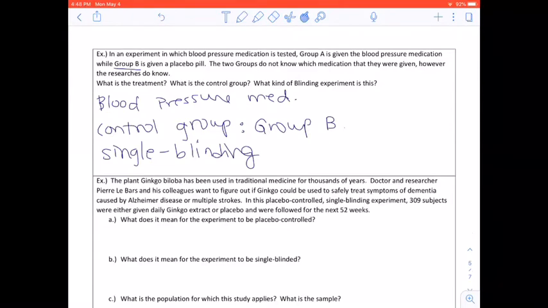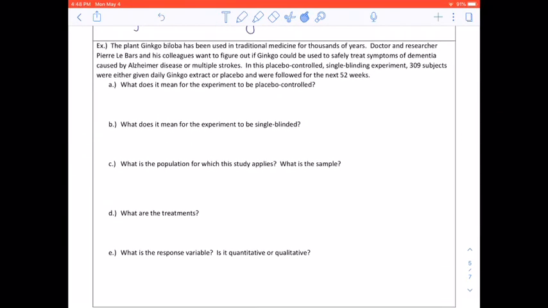Next example says the plant ginkgo biloba has been used in traditional medicines for thousands of years. Doctors and researchers want to figure out if it can be used to safely treat symptoms of dementia caused by Alzheimer's disease or multiple strokes. In this placebo-controlled single blinding experiment, 309 subjects were either given daily ginkgo extract or a placebo and were followed for the next 52 weeks.